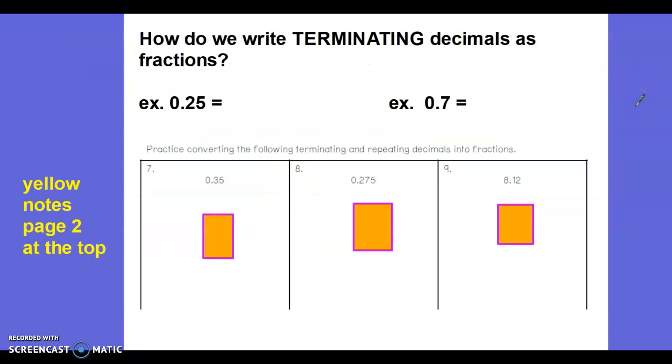Now let's see if you can go the other direction. We just practiced changing fractions into decimals. So let's see if we can learn how to change decimals into fractions. And we're going to get started with terminating decimals.